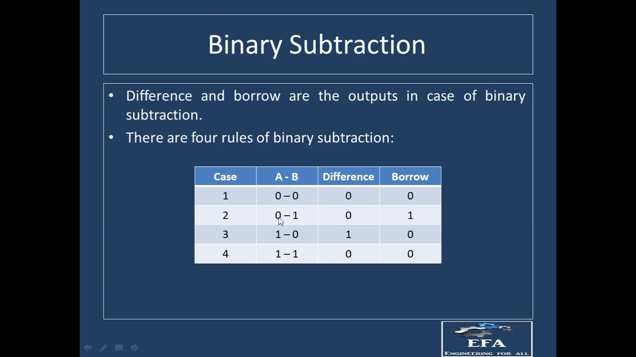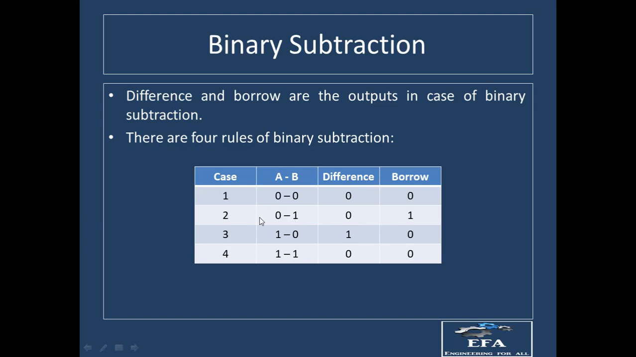In the second case we are having 0 and 1. Now in this case you can see the first number is smaller than the second number. Now we know that a smaller number cannot be subtracted from a bigger number, or pardon please, we cannot subtract the bigger number from a smaller number. Therefore we have to borrow a number so that this first number becomes bigger than the second one.